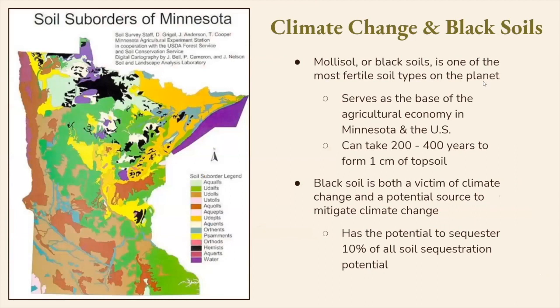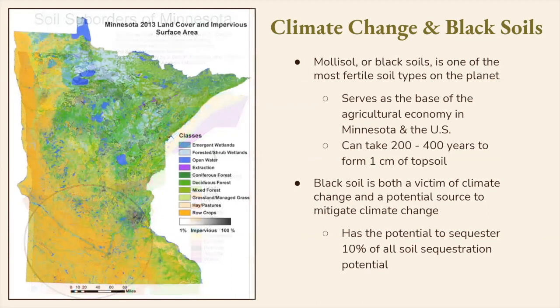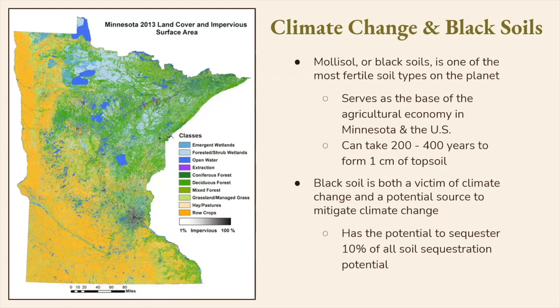And more locally, black soil is critical to the Minnesota economy, as it makes up a large majority of farming land within the state. It forms the basis of our agricultural economy. And so the health of this soil type is also vital to the health of our agricultural economy. As you can see on the map here, the soil suborders of Minnesota, the brown on the map indicates black soil types. And as you can see, it is covering most of the south of the state as well as the western border, as seen by the circle here. And when overlaid with a map of land usage in Minnesota, you can see that it almost perfectly coincides with the crop farming within the state.